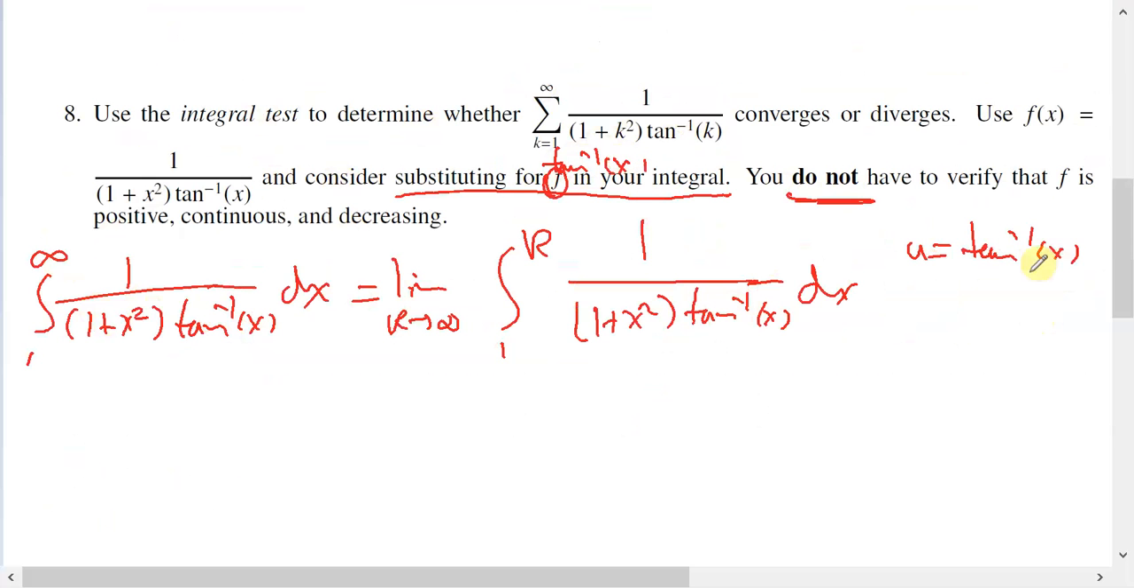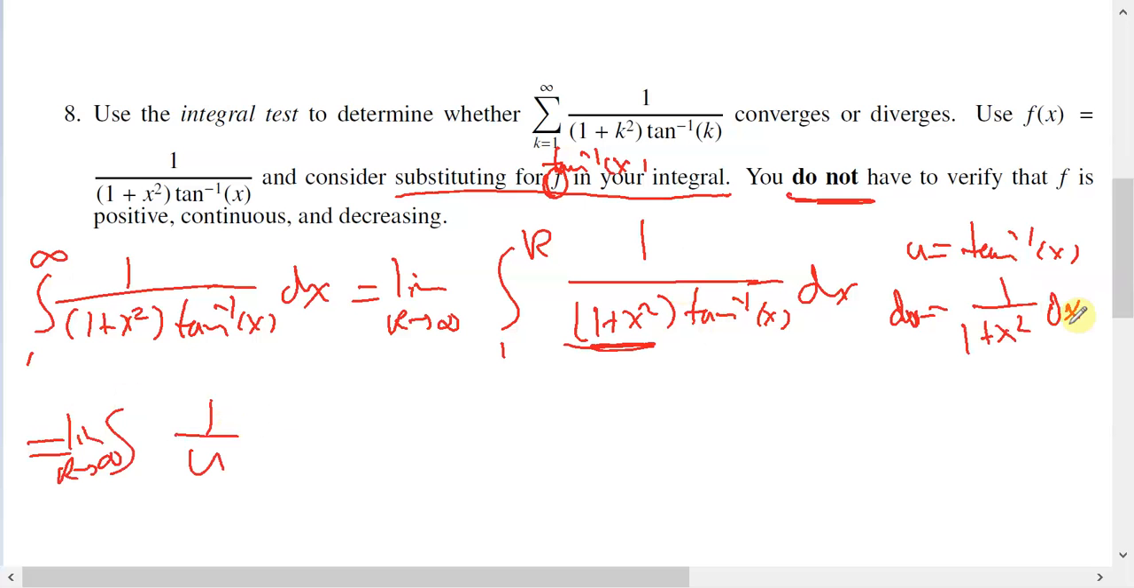And that's one of our rules when we were doing integration techniques: if there's a tangent inverse in your integrand, you either need to substitute in for it or you're going to use integration by parts. And so I'm just reminding you of that here. When I substitute in for it, the du becomes 1 over 1 plus x squared dx. And so it's set up nicely to where that's exactly what I'm going to have left over when I substitute in for it. So this becomes the limit as r goes to infinity. I'm just going to have a 1 over u because the rest of this is going to go away as du. And I do need to change my limits here.